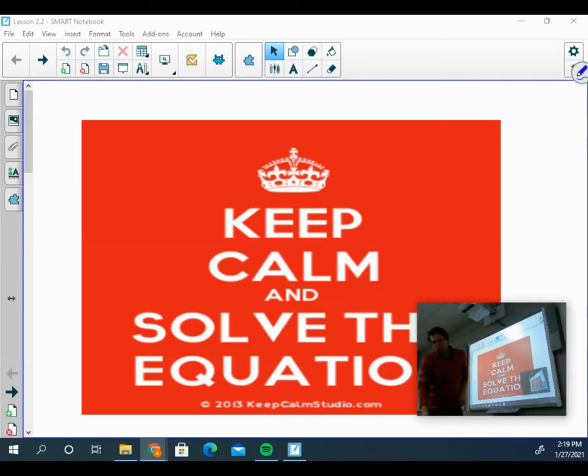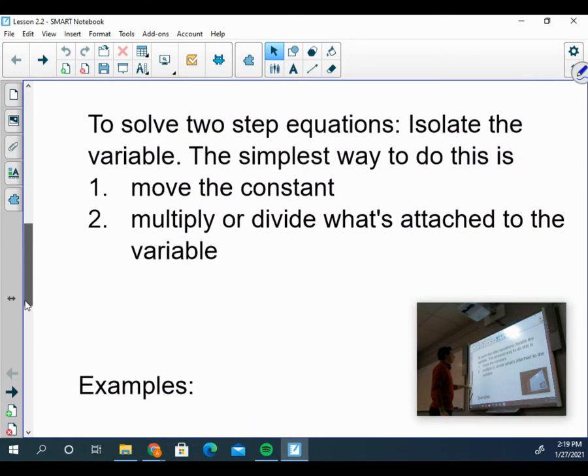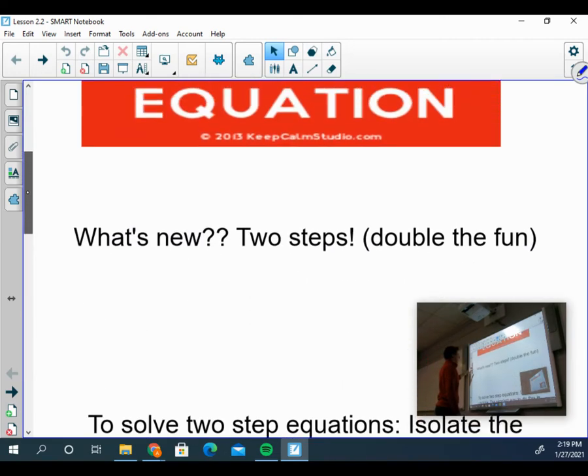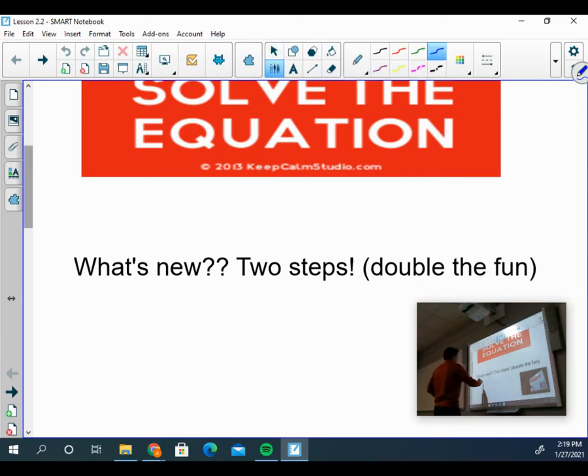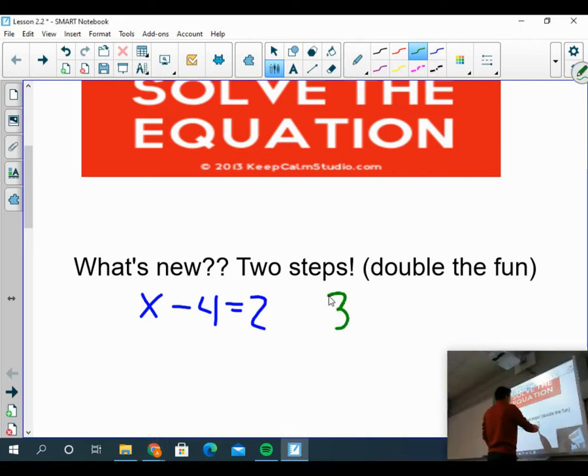This is going to be the 2.2 instructional video. And what we saw in 2.1, to rehash, was equations of the form x minus 4 equals 2, or maybe 3x equals 9. And what we did in each of those cases is we isolated the variable by using an inverse operation. We got the variable alone on one side.